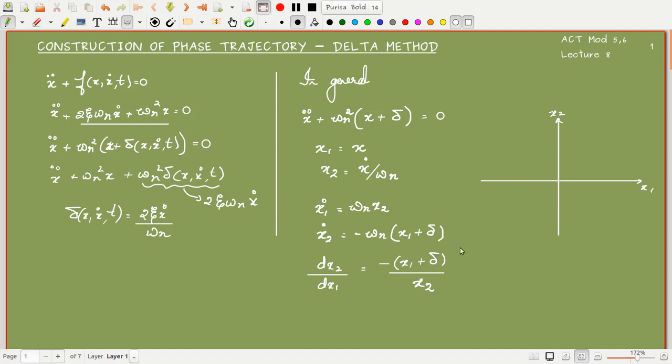What we have to understand is this: minus of x1 plus delta by x2. Suppose I have some trajectory on the x1, x2 plane. Sorry, this is one trajectory on the x1, x2 plane. The slope of this trajectory at any point will have the value minus x1 plus delta divided by x2. At any point, the slope value is minus x1 plus delta divided by x2. Okay, that is what we are going to use here.